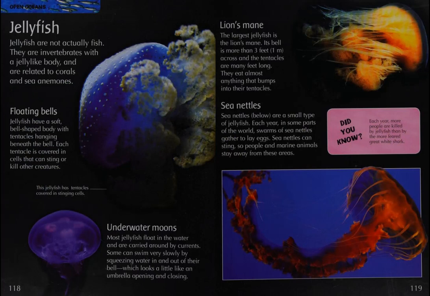Floating bells. Jellyfish have a soft, bell-shaped body with tentacles hanging beneath the bell. Each tentacle is covered in cells that can sting or kill other creatures. This jellyfish has tentacles covered in stinging cells. Underwater moons. Most jellyfish float in the water and are carried around by currents. Some can swim very slowly by squeezing water in and out of their bell, which looks a little like an umbrella opening and closing.